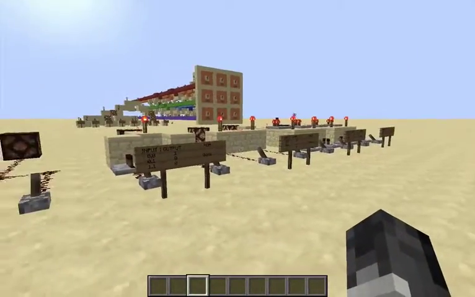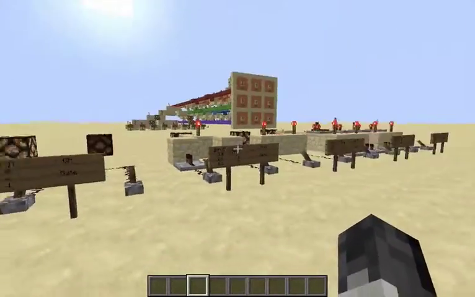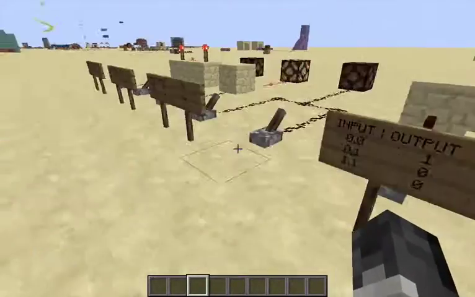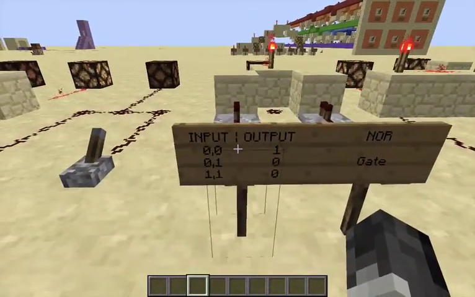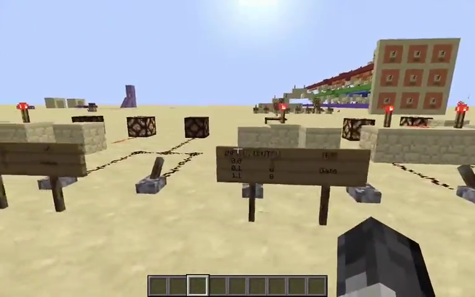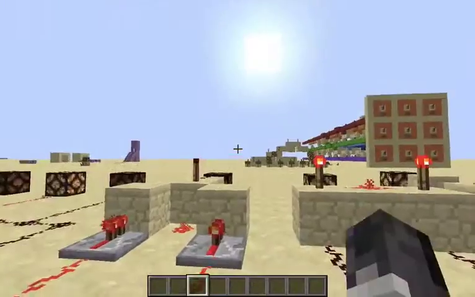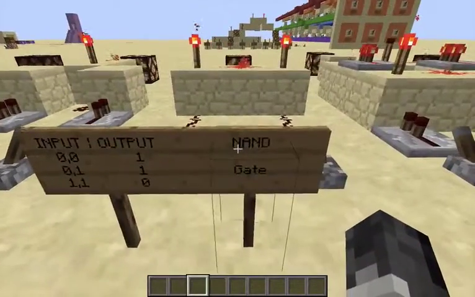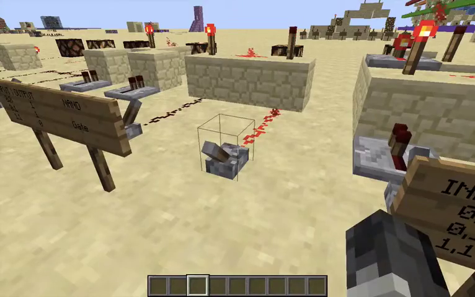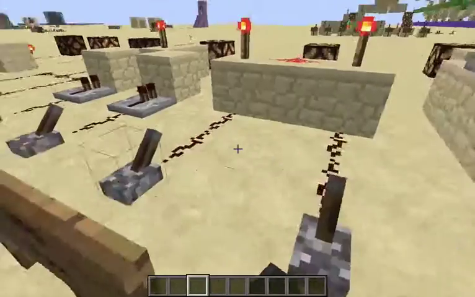Now, the rest of the gates are a little bit more complicated, and you're only really going to need the three basic gates for most of your redstone needs, but it's nice to know some of the others, so I'll just briefly explain each one. The NOR gate will only give an output of 1 if both are off. It's basically a NOT gate, but with two inputs. So if one is on, or both are on, it'll be off. The NAND gate will be on if there is no input, or if one of the inputs is on. It'll only give an output of 0 if both of the inputs are 1.